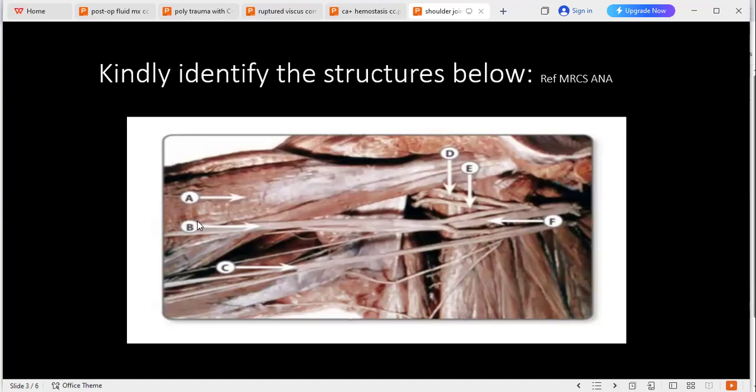What exactly are you looking at? These marked structures represent what? This is the brachial plexus. Very good. These are the brachial plexus.